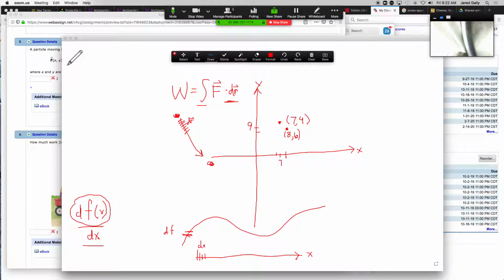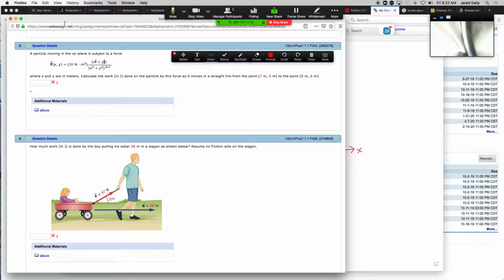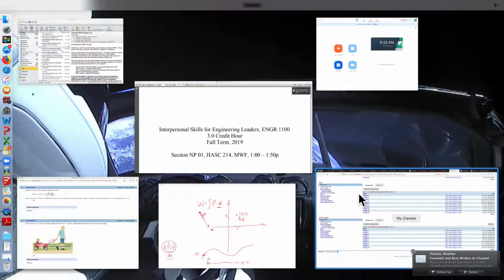Now, this is done in the book. This is done in the book in great detail. So let's go to the book and take a look at that. We have a nice example of it here somewhere.